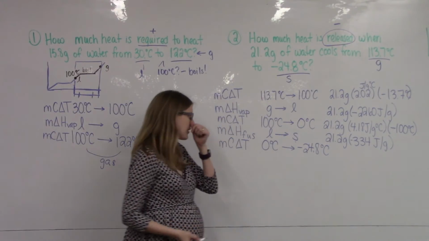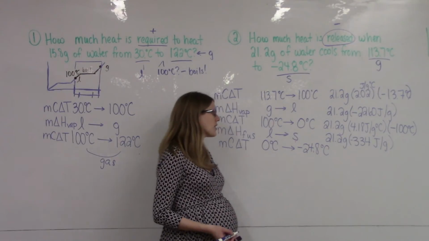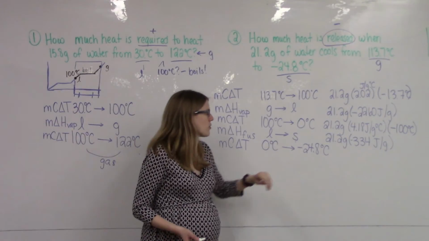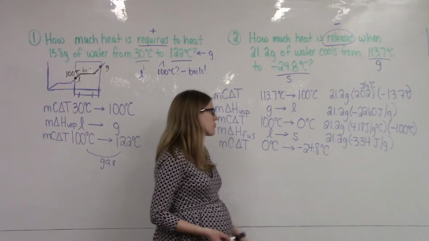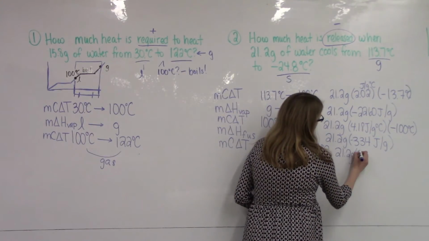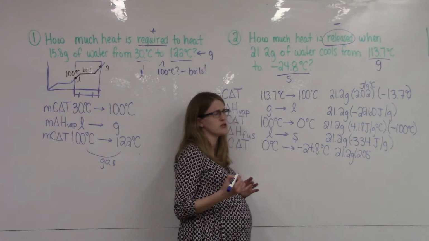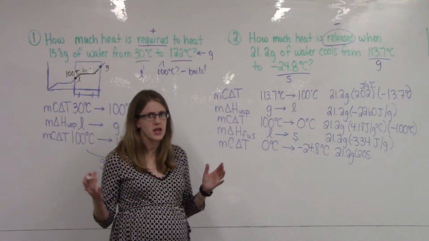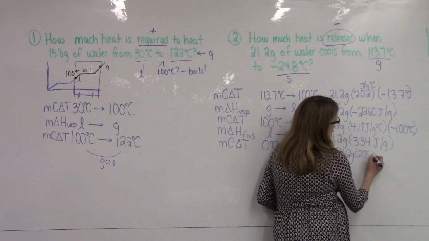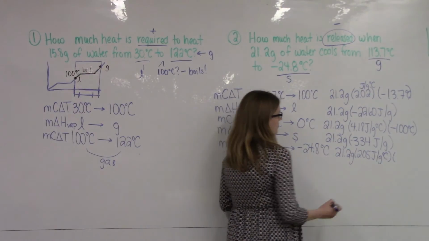And last but definitely not least, we are going to go from a solid at 0 to a solid at negative 24.8. Final minus initial, negative 24.8 minus 0 is a negative 24.8. So it's going to be 21.2 grams times, that's where we use the 2.05. Please double check you're using the correct specific heat. Sometimes my students just automatically write 4.18 without even thinking. Make sure you're using the correct specific heat. When we're at a solid, it's not going to be the 4.18 joules per gram degrees Celsius, times negative 24.8.